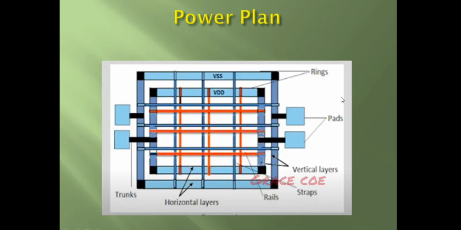After the floor plan is completed, we'll be doing the power plan. So here the planning is done such that uniform power should be sent to all the cells. So for this a power mesh is built using VSS and VDD. So using this the power will be distributed uniformly to all the cells.